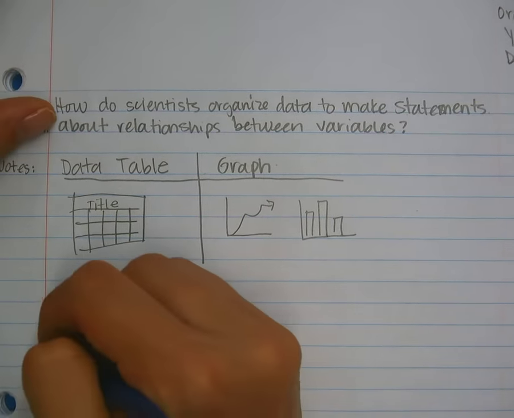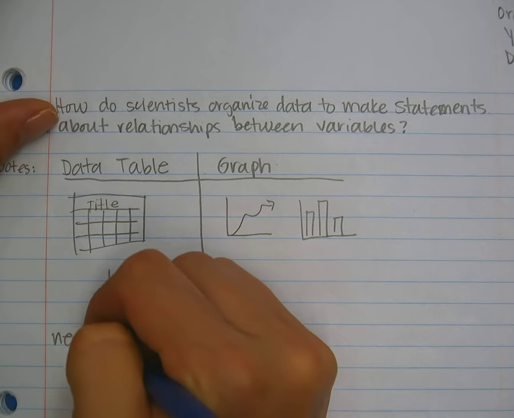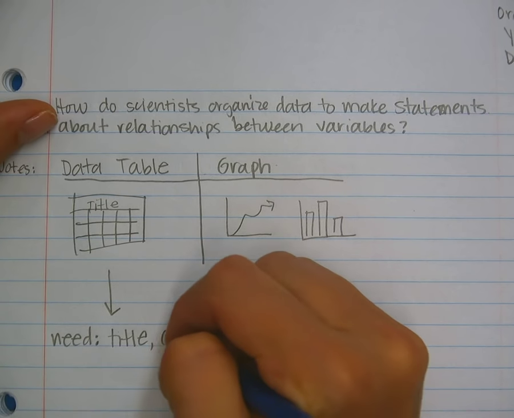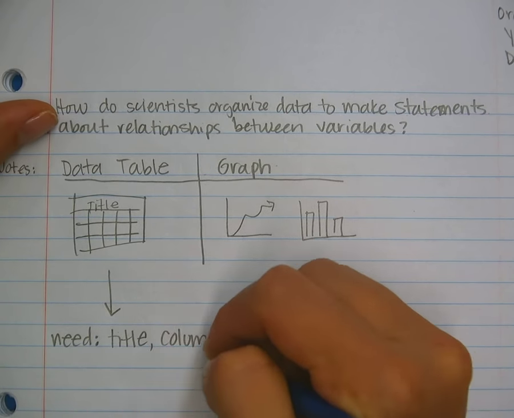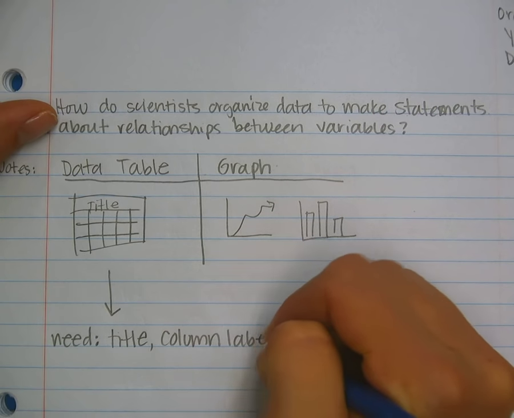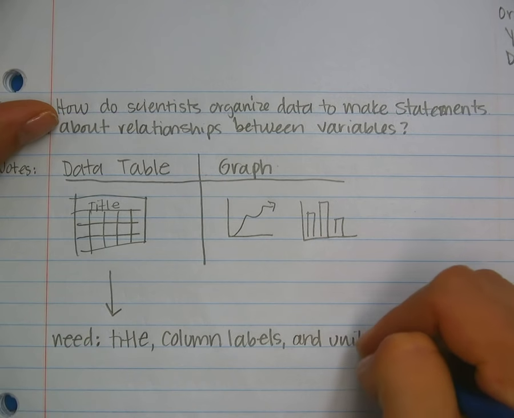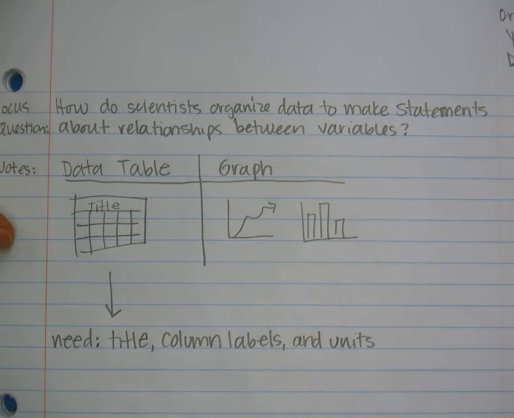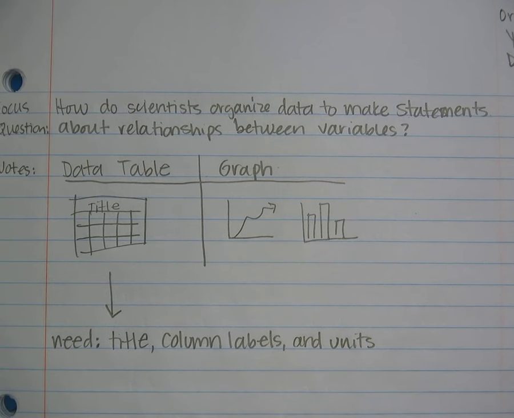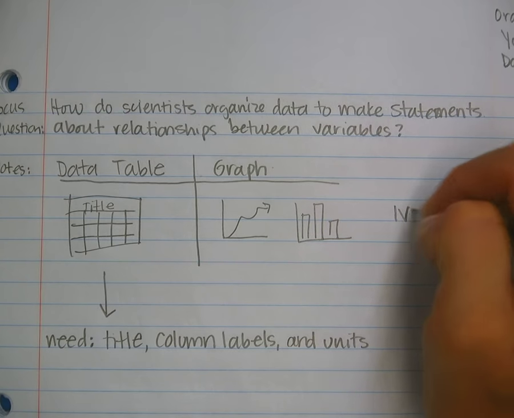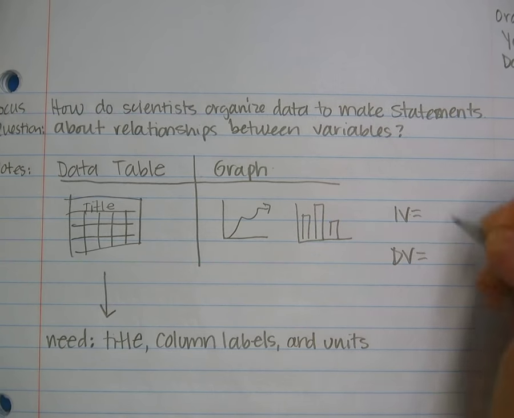Data tables need a title, column labels, and units. The whole point of the data table and the graph is to organize our independent and dependent variables. So I'm just going to really quick write those up here. We're going to be labeling them as IV and DV.